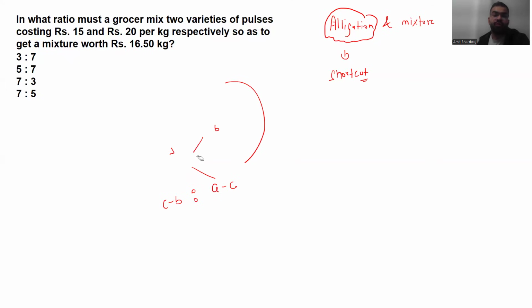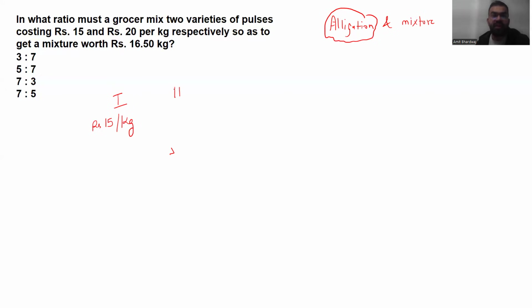All right. If you notice in this question, there are two types of pulses, right? Generally, wherever I apply this method of alligation, I'm talking about two things. For example, in what ratio must a grocer mix two varieties of pulses, the first variety of pulse whose rate is rupees 15 per kg, and the second is rupees 20 per kg, so as to get a mixture worth rupees 16.50 per kg.